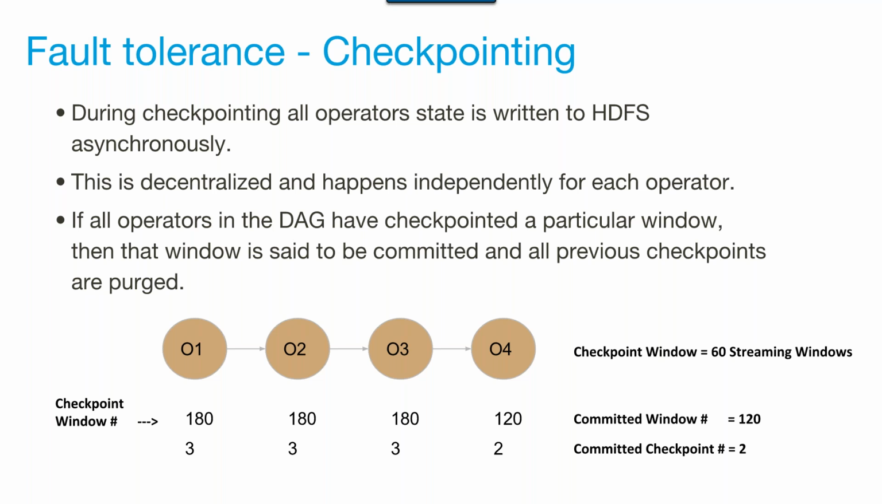Here is an example: O1, O2, O3, O4 are the operators, and O1, O2, O3 have checkpoints at 60, 120, and 180. 180 is the third checkpoint, and O4 is checkpointed at 60 and 120. That's the second checkpoint. So if you see here, 120 is common for all the operators. So the committed call will happen at window 120, the committed checkpoint number 2. By default, the checkpoint window is 60 streaming windows.